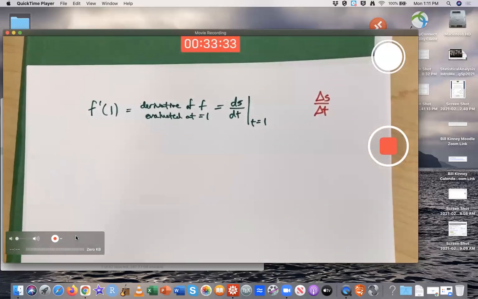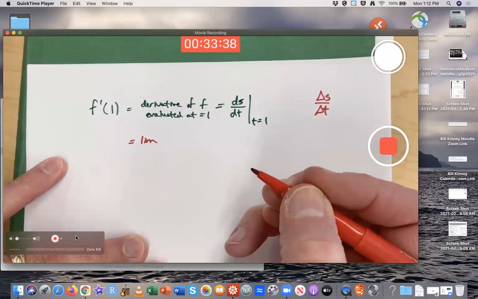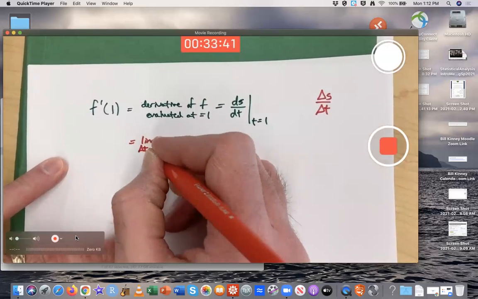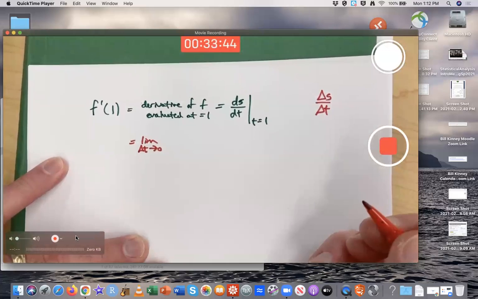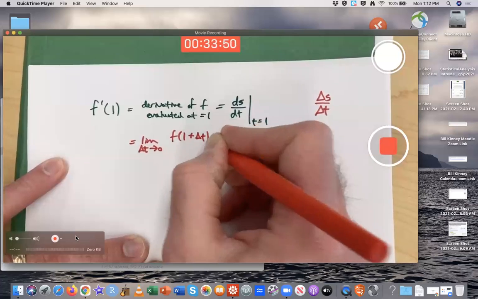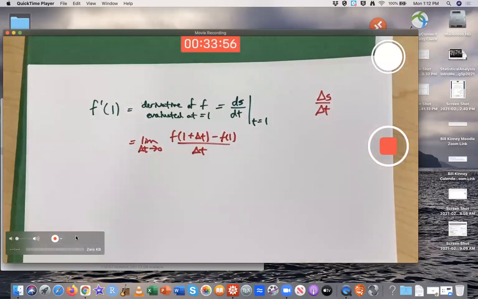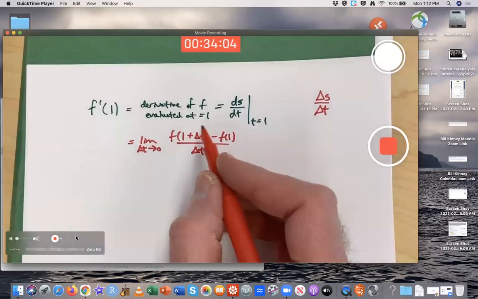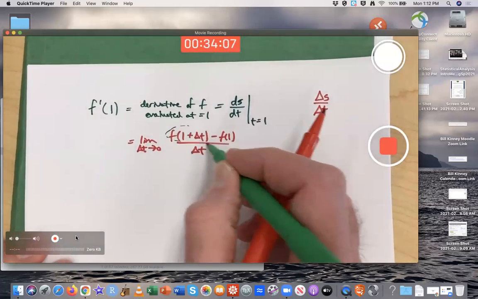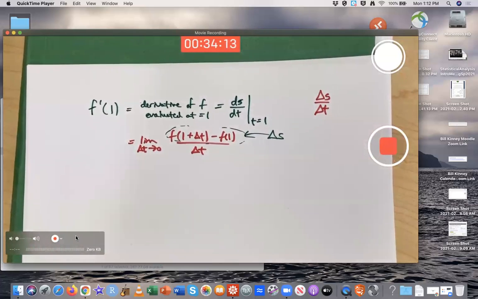It's not a fraction, it's really a limit of fractions. It's a limit, lim, as delta t goes to 0, of f of 1 plus delta t minus f of 1, divided by delta t. Delta t, delta s, those are single quantities. It's not delta times s, it's not delta times t. It's delta s and delta t. You could think of the expression on the top as being a delta s, if you like, but I'm just going ahead and using the function name right away.